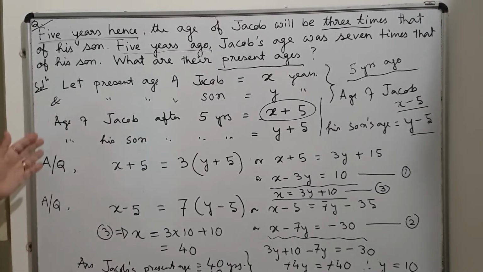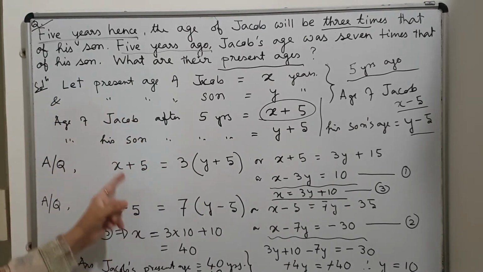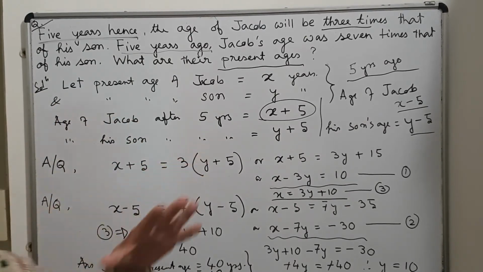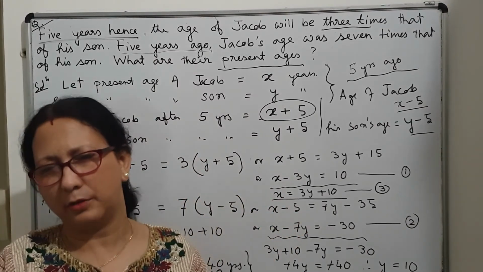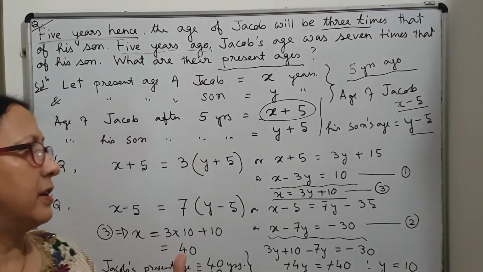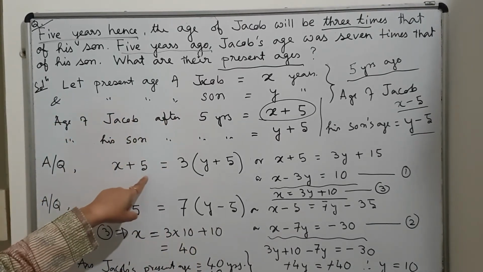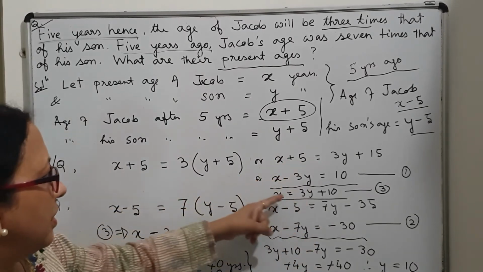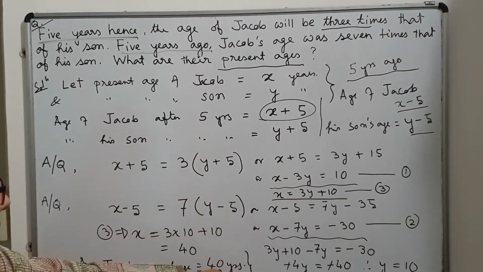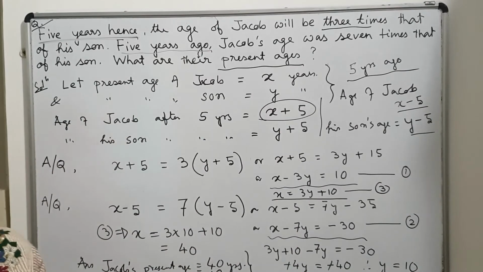So these are age related questions where you have to be very careful while forming the equations. There will be 2 conditions given to you. One condition will be about some years before, and another condition is after some years. So accordingly you have to form the equations very carefully, and after simplifying, observe the coefficients, and then you can choose either the method of substitution or the method of elimination.